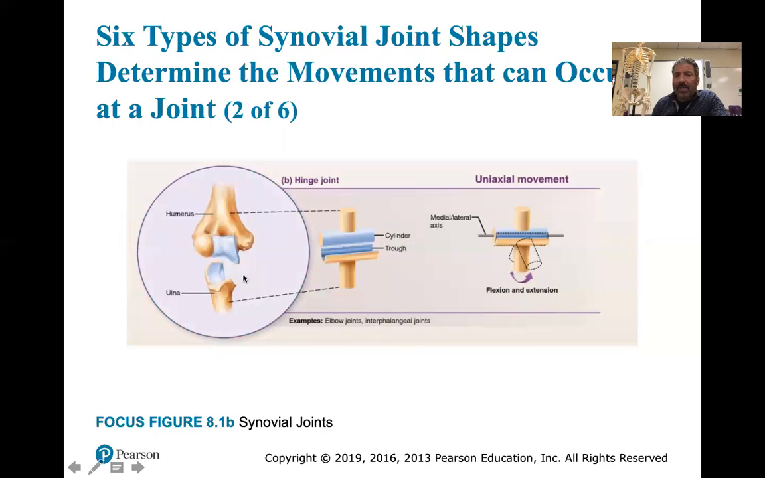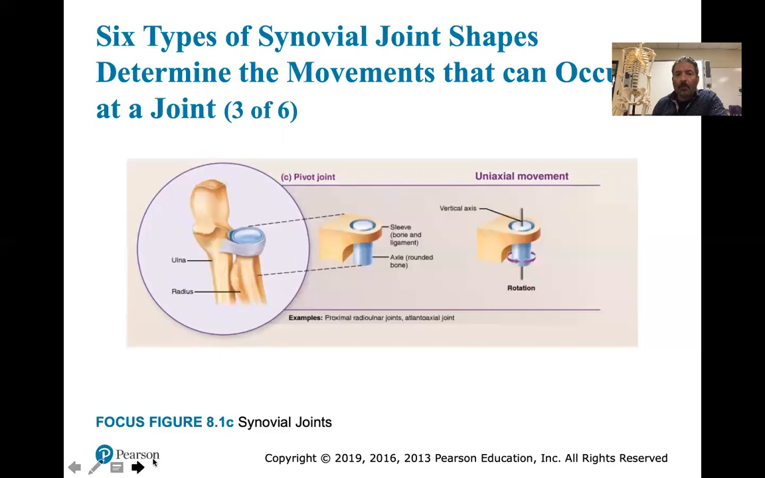So there's a hinge joint. There's the olecranon, and there is the humerus, and there's the trochlear shape in there. So that's kind of a hinge joint. There's a pivot joint. It's pivoting. The radius rotates around the ulna.